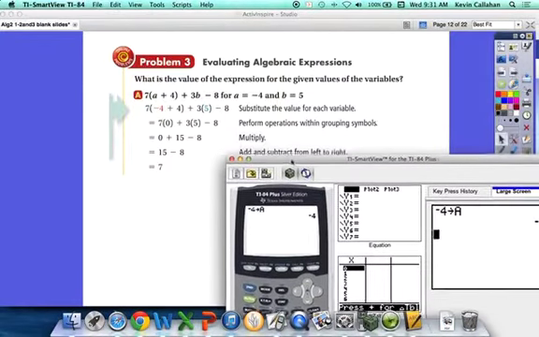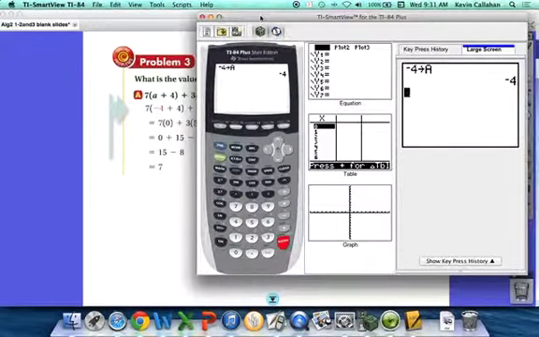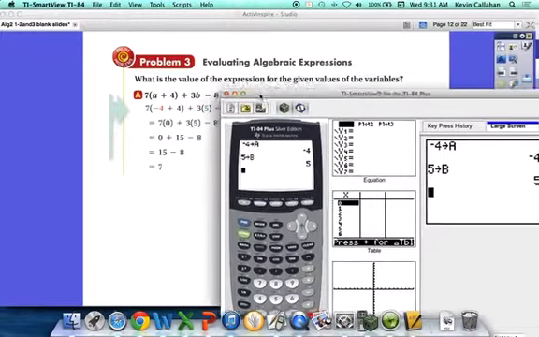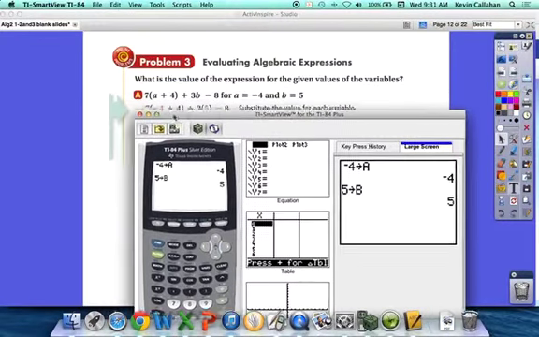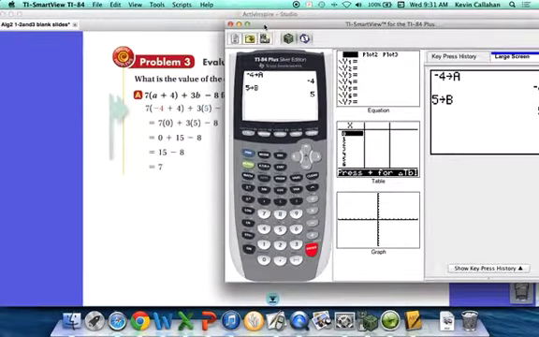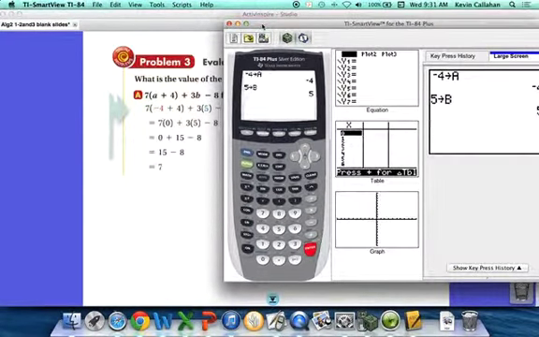Okay, what does B equal? 5. So do the same thing for B. 5 store, and now we do alpha B. Now we're going to put that expression in just exactly like you see it there.